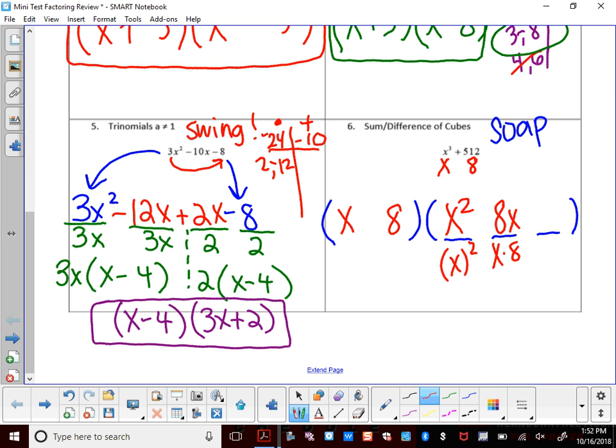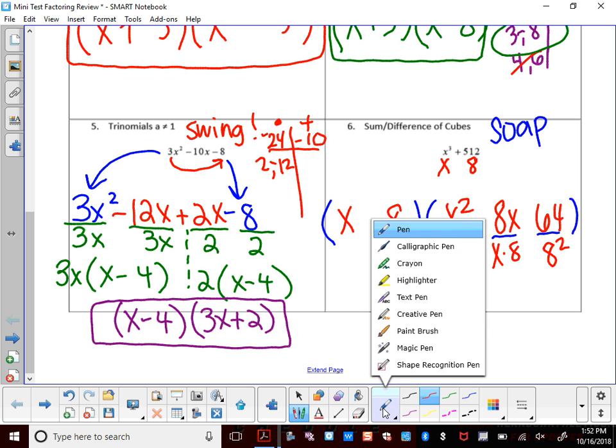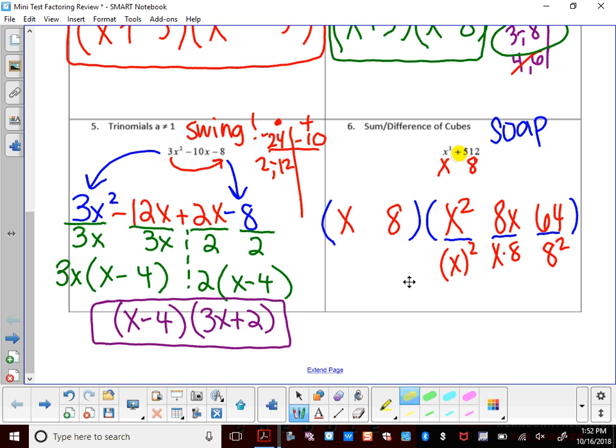My last term tells me to square the last term. And what's 8 squared? Is it a plus? Nope. Look at your SOAP. Same, opposite, always positive. So my equation is starting with a plus sign. So what's my first sign for same? Plus. Opposite, minus. Always, plus. That's my answer. I do my signs last. So far, so good?